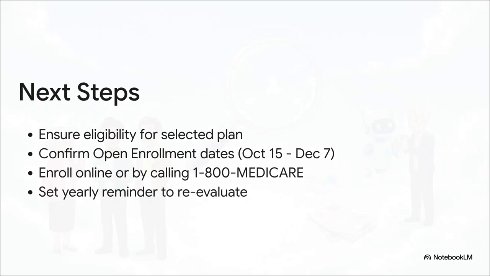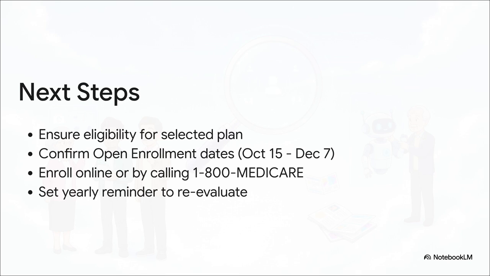Okay, so you've navigated the maze, you've compared your options, and you've found the perfect plan. How do you actually lock it in? Well, once you click on Plan Details, you can literally enroll right there online through the Plan Finder tool. Just make sure you're eligible and within an active enrollment window, like the annual enrollment period, which runs from October 15th to December 7th every single year.